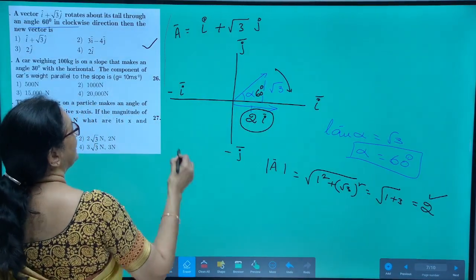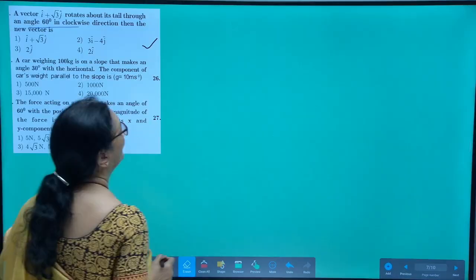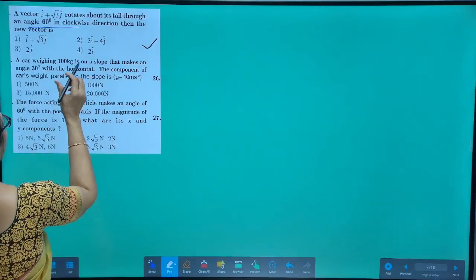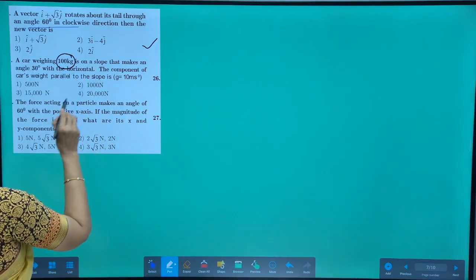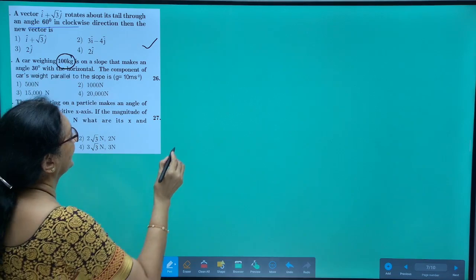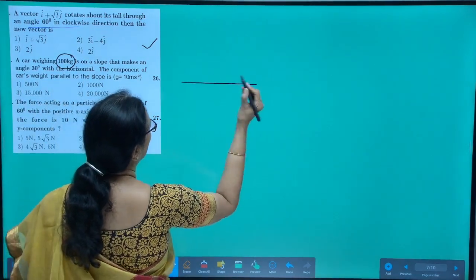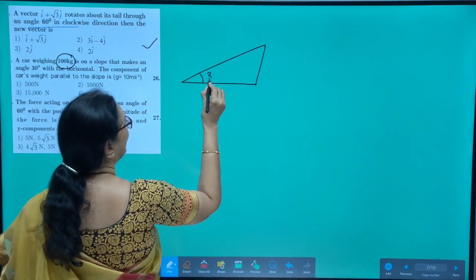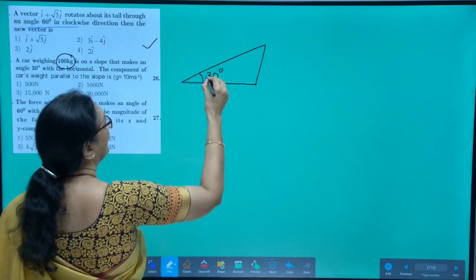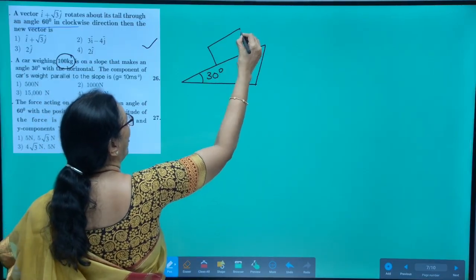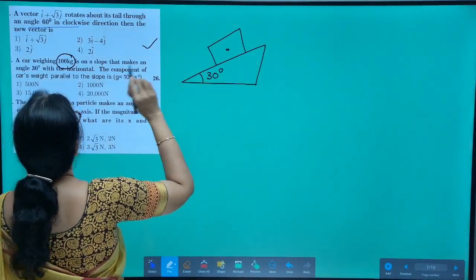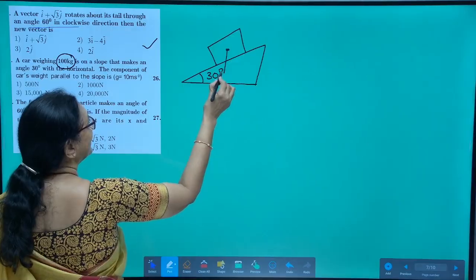Now, let us go to the next problem. A car weighing 100 kg is on a slope making an angle 30 degrees. Let us draw the diagram first. This is a slope making an angle 30 degrees and a car is on the slope now, weighing 100 kg.